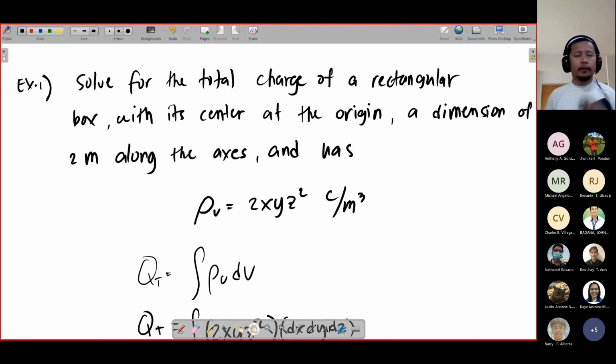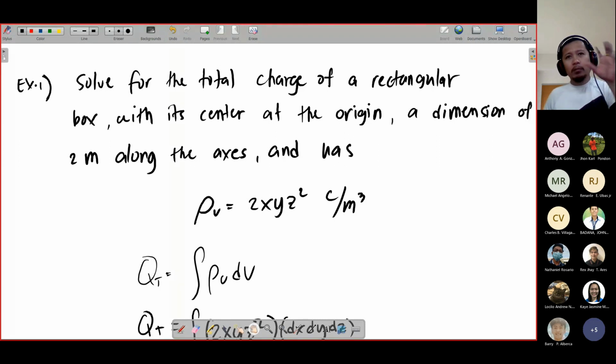What if it is in a different area? So you have to read the given properly. For this one, there is a rectangular box whose center is at the origin. Okay? And its dimension is 2 meters along the axis. So that means a dimension of 2 meters along the axis.